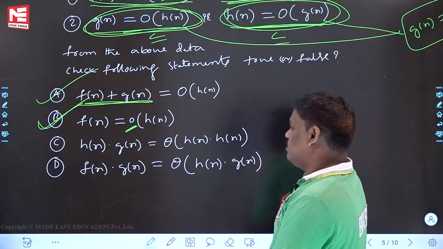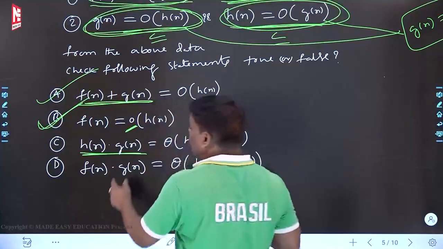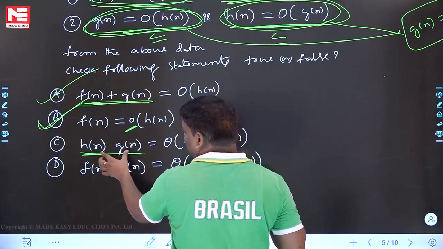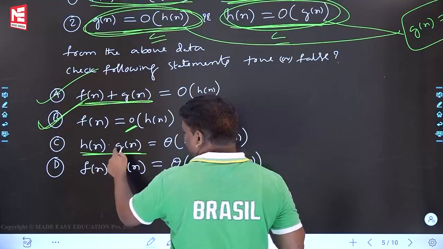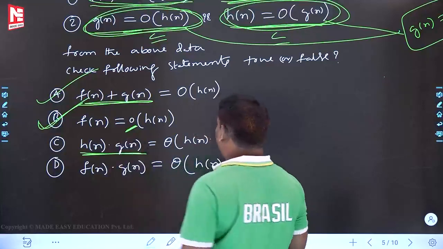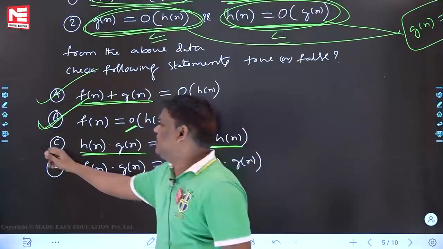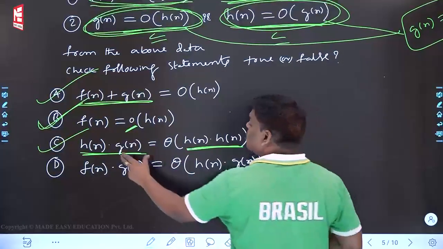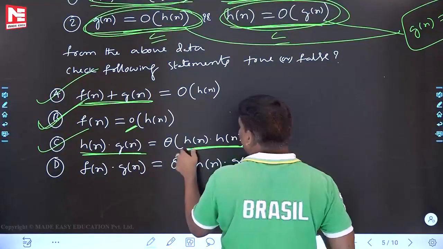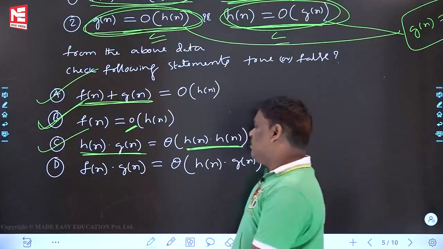Let's go to option C. See this one? H of n into G of n. These two are smaller or greater? These two are equal, right? Greater. Two greaters are multiplied on the left hand side, and two greaters are multiplied on the right hand side. Theta definitely. Even though these two are different, both are equal in value. H of n into G of n is equal to H of n into H of n. Theta possible.